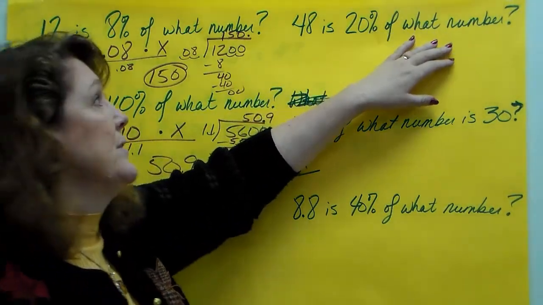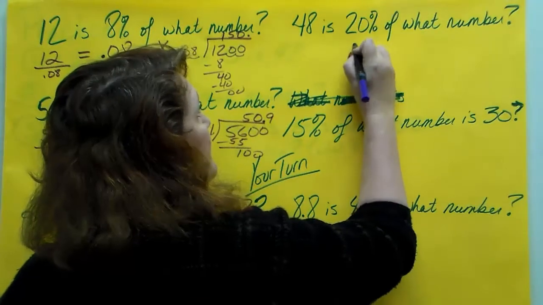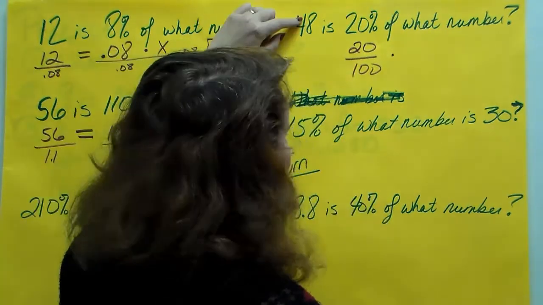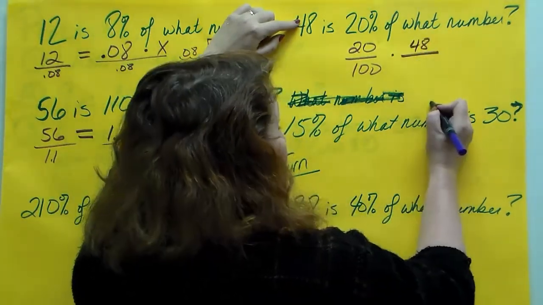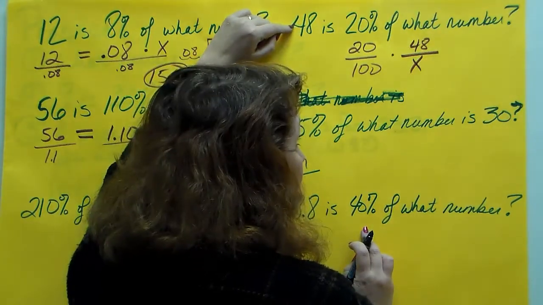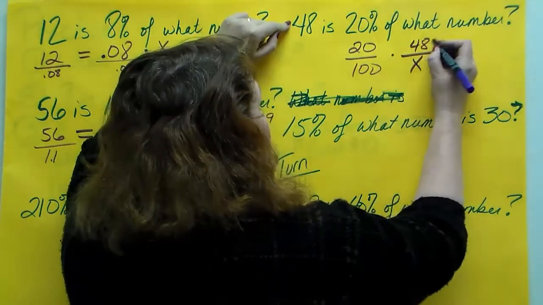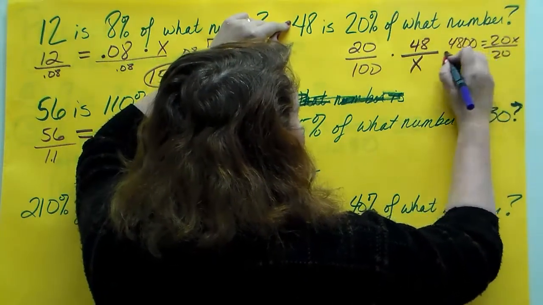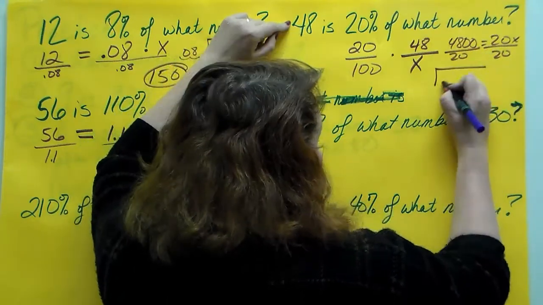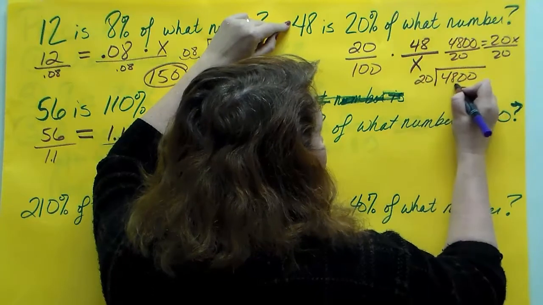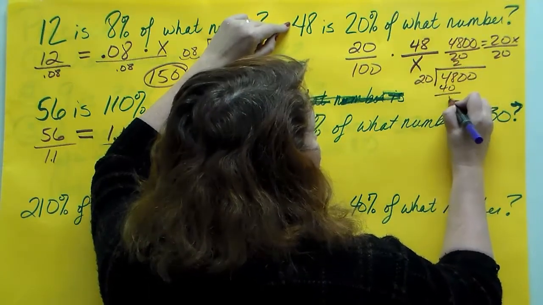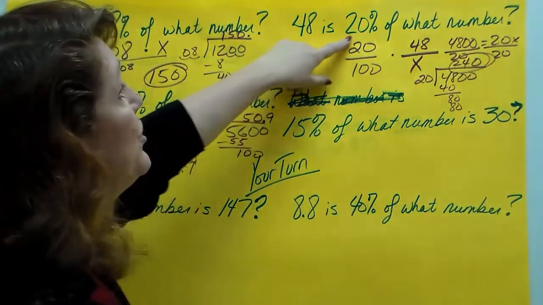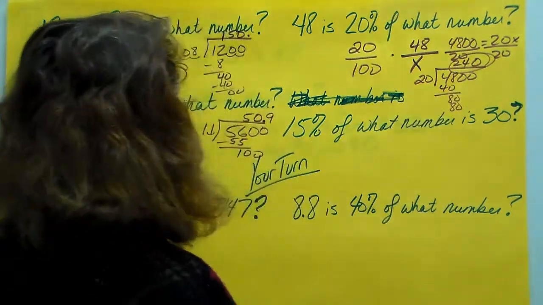All right, let's try it with proportions. Here's our percent, 20 over 100, and 48. So 48 is the part, and we're trying to look for the whole number. So 48 times 100 equals 20x, and I'm going to divide each side by 20. And 20 goes into 40 twice. 20 goes into 8 4 times, and 0. So 48 is 20% of 240.